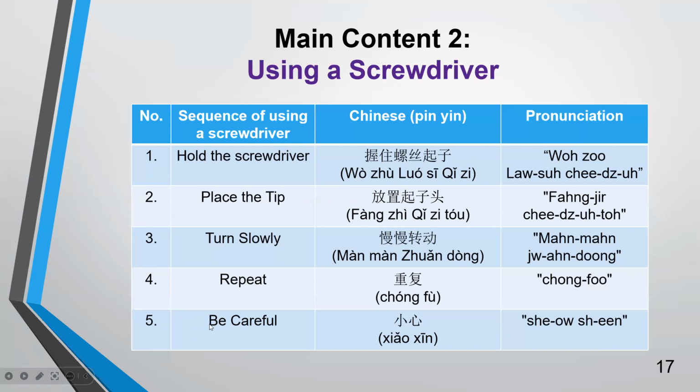Of course, we want to repeat it. So we will say 重复. 重复 is like 是 plus on 重, and fool, like F-O-O-L, fool. 虫, fool. All the while we have to be very careful. So we say 小心. 小心 is like 小, 吸音, sing, 小心. These are the general sequence of using a screwdriver.